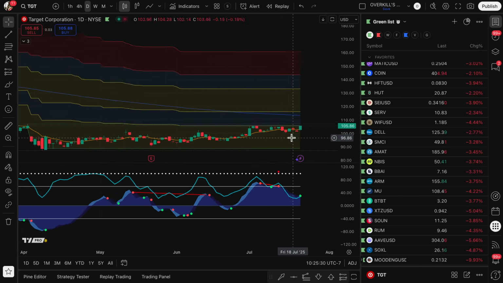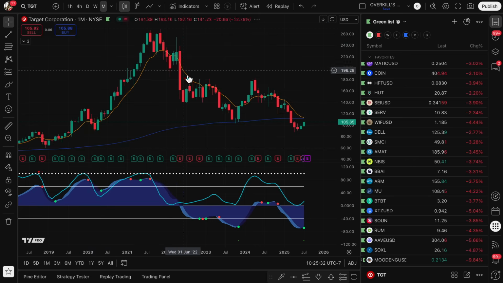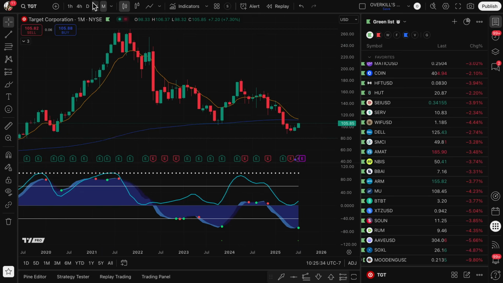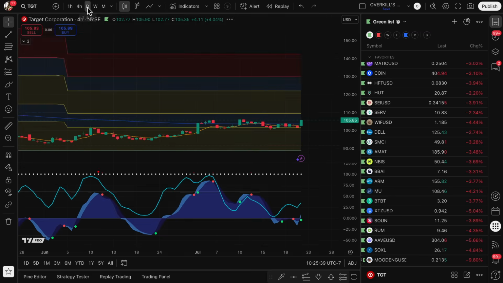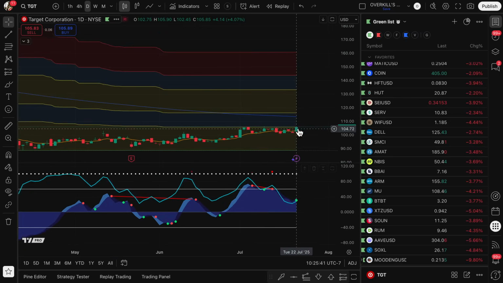the daily. Okay, and now you can see Target, for example. This is a perfect example. Okay, green dot here on the monthly. Now we're looking at the smaller time frames like the 4-hour and the daily. Okay, so the daily has a green dot here today. So this would be a good place to add Target. Okay, so we'd be buying Target today.